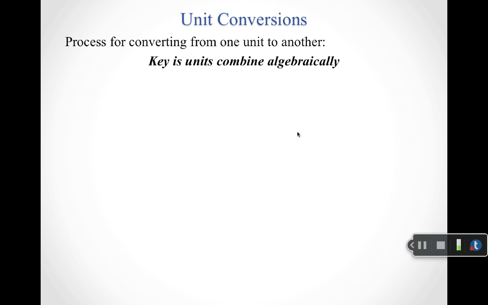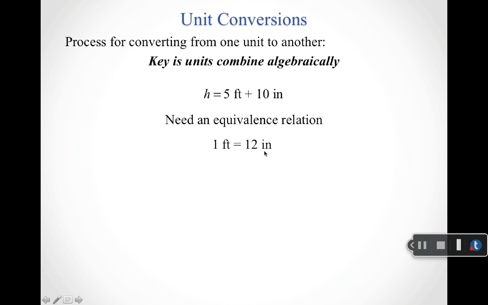So what's the process then in converting from one unit to another? The key is remembering that units combine algebraically. So let's take that height again: my height, 5 feet plus 10 inches. If I want to convert this into either telling you my height completely in feet or completely in inches, then I've got to have some relationship that tells me how many inches there are in a foot. That's called an equivalence relation. So basically it's the equation that tells me 1 foot equals 12 inches.